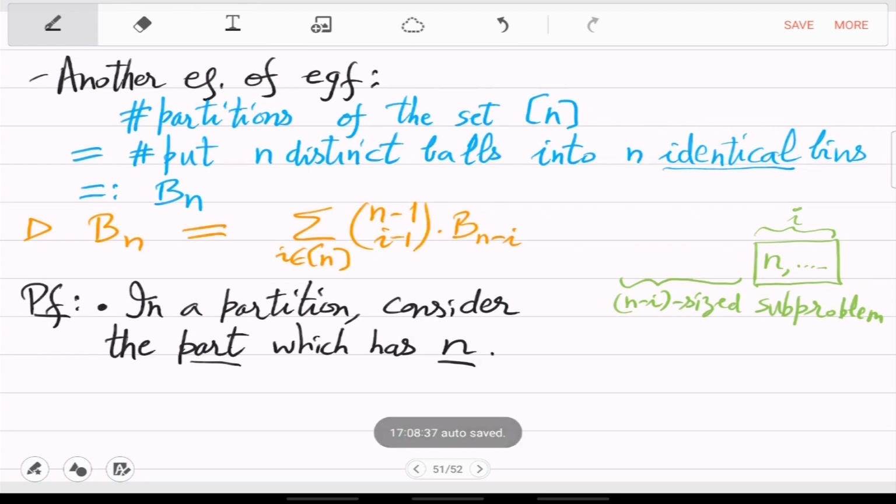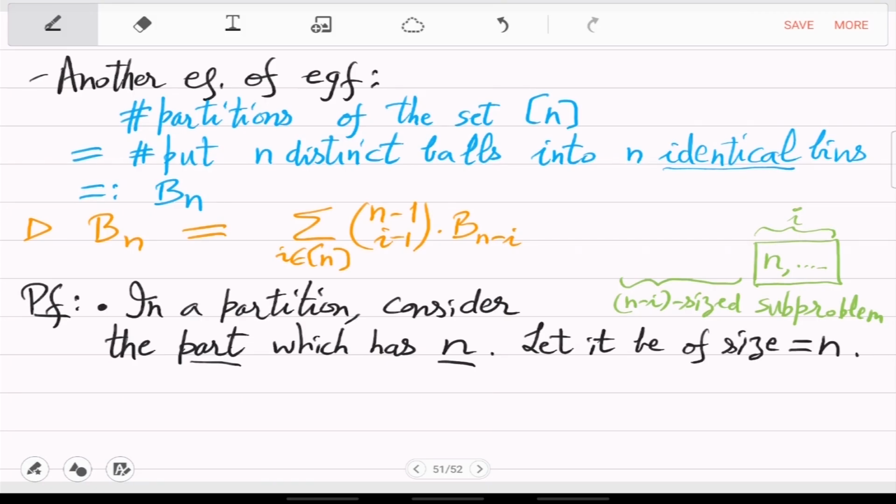Okay, so in the picture, which is probably not visible, but it's not very important, the box which contains n, we are saying its size is I. Sorry, define it to be I. And I goes from 1 to n, right? All these possibilities are there.